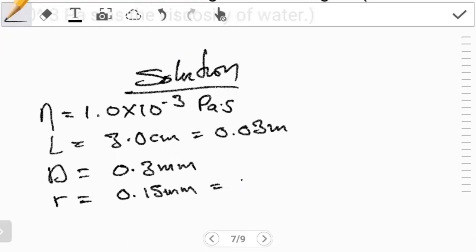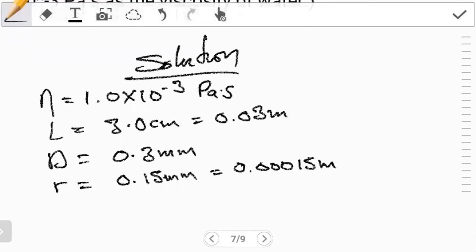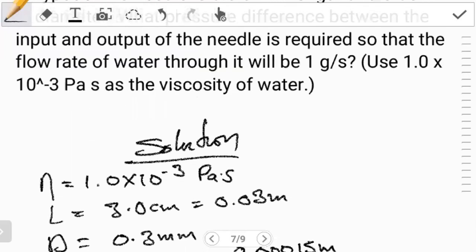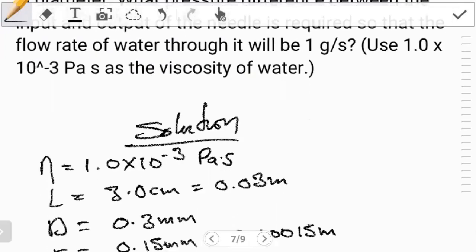So this becomes, of course, you're just going to divide that by 1,000, but of course you guys already knew that. So this becomes 0.000 15 meters. So that is the radius in meters. Then anything else? Okay, now they want us to get the pressure difference.